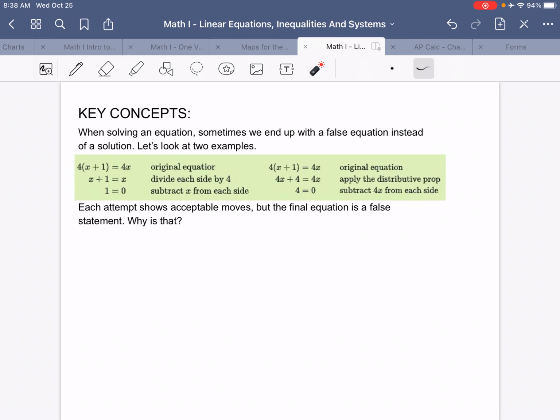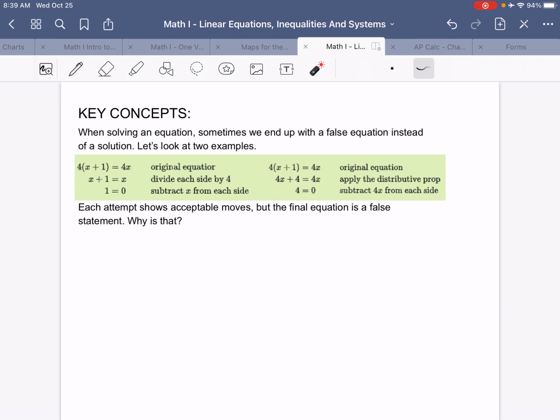So that doesn't work. The one on the right over here, original equation. We're doing the distributive property, and then we're subtracting 4x from both sides, and we get 4 equals 0. These are all acceptable moves. We can add or subtract from both sides. We can multiply or divide on both sides. We can simplify using the distributive property on one side or the other, or both. And yet we end up with a false statement.